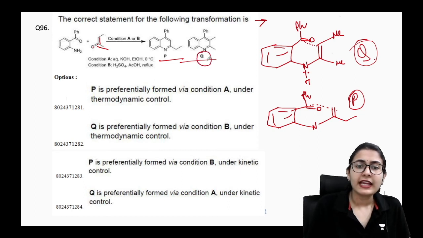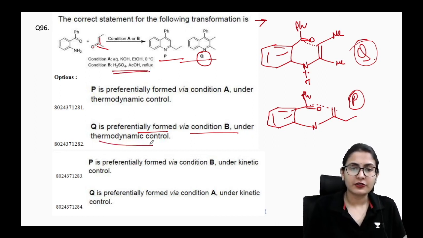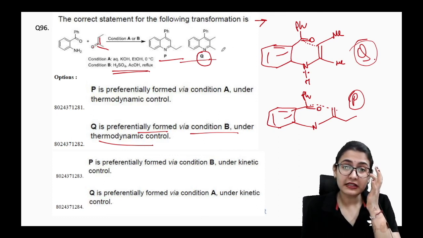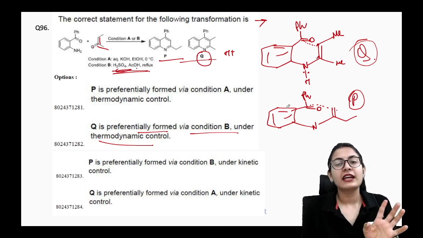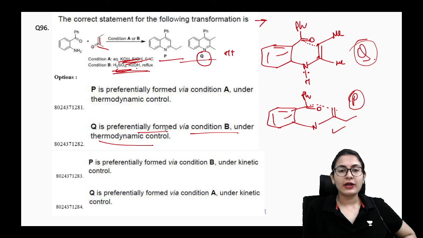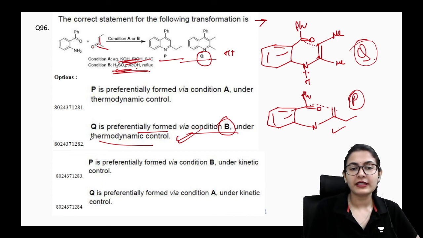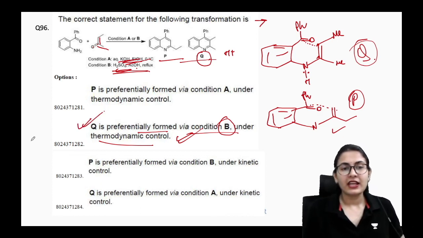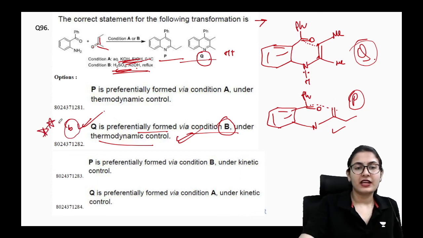This Q is preferentially formed via condition B, H2SO4 AcOH, under thermodynamic control, right? So absolutely, in the presence of acid the more substituted enamine forms. This is a tri-substituted enamine, and it is going to form in the presence of acid. And the less substituted one will form in the presence of base. So acid catalyzed is under thermodynamic control or equilibrium control. The answer is option number D. Very, very, very important.